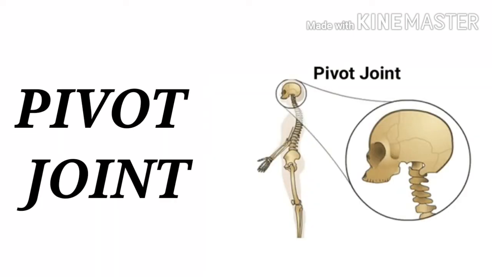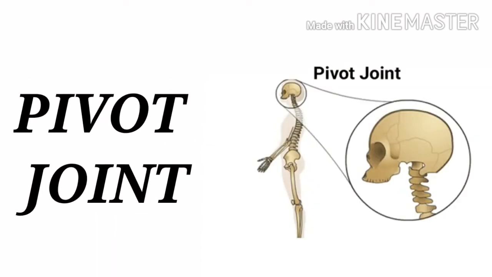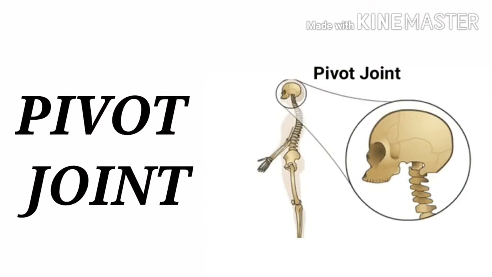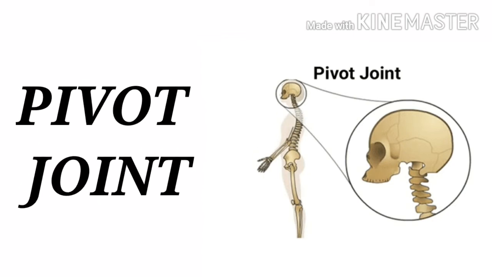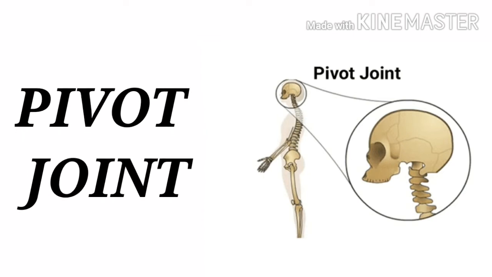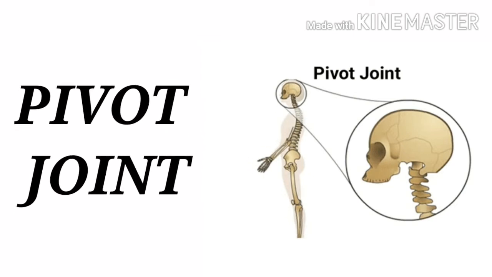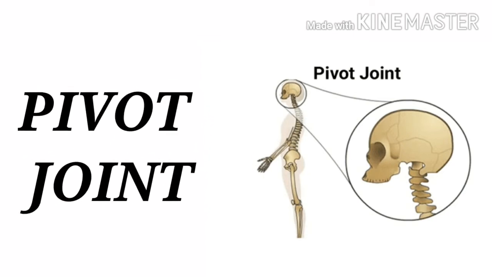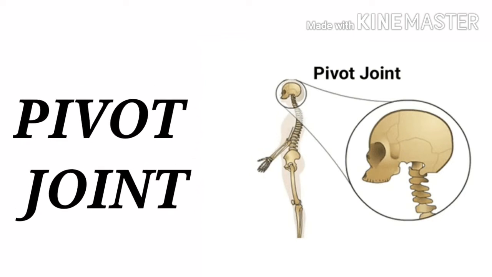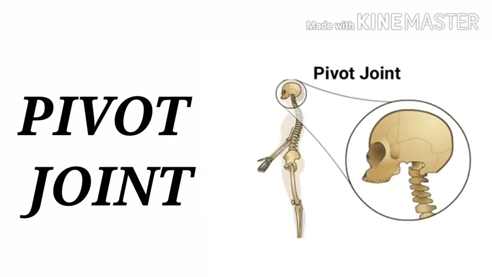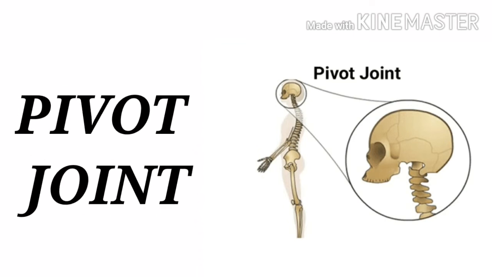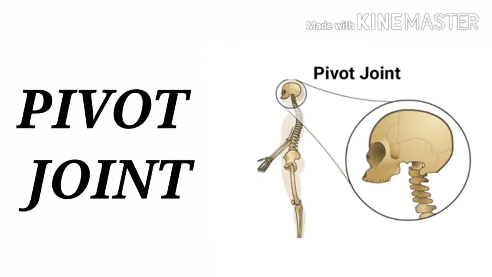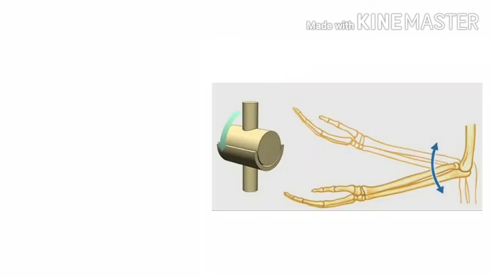Pivot joint. This type of joint is found between the first and second bones of the vertebral column. It allows a bone to twist around another bone, like nodding of the head and its movement from side to side. This type of joint is also found in the radius part of the elbow.